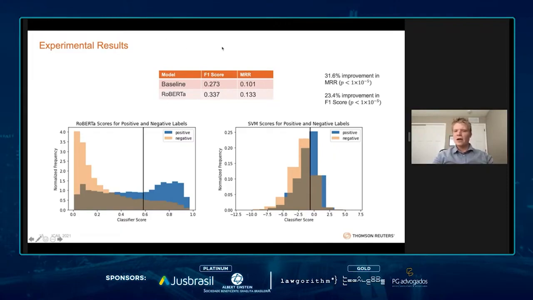We achieved a 31.6% improvement in the mean reciprocal rank, which is essentially a metric between 0 and 1, 1 being your answers are always at rank 1, and 0 meaning you never get your answer. So the baseline had an MRR of 0.1, which means on average, the correct answer was at the 10th rank. And we also had a 23.4% improvement in the F1 score, both of these results being statistically significant.